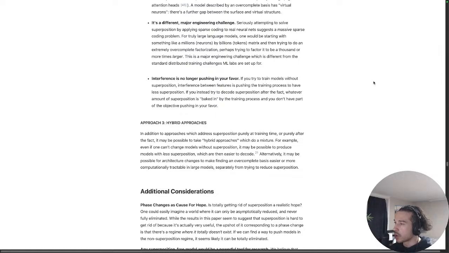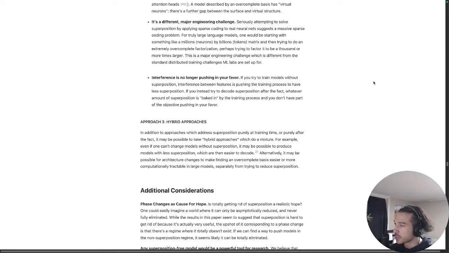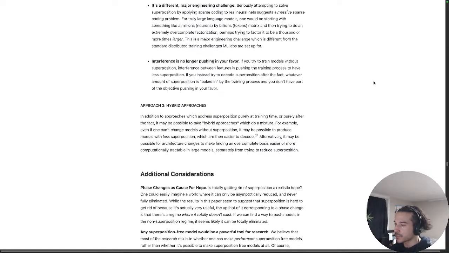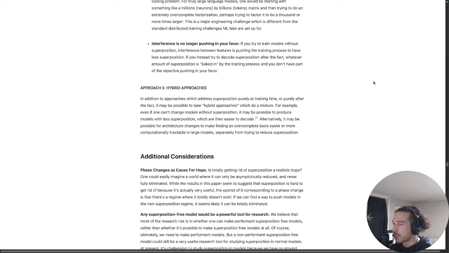Interference is no longer pushing in your favor. If you try to train models without superposition, interference between features is pushing the training process to have less superposition. If you instead try to decode superposition after the fact, and you don't have part of the objective pushing in your favor. Approach 3. Hybrid approaches.